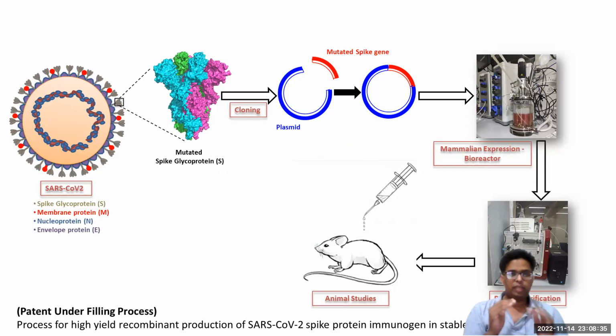So ultimately, the gist is that the spike protein of COVID has mutated, and we introduced some mutations and did some bioinformatics analysis to get information that the protein should be expressed in the pre-fusion state. These mutated spike proteins or spike genes are then cloned, followed by animal studies. The patent filing process is underway. So that's the work I have done, and I hope I explained it to the best of my ability.